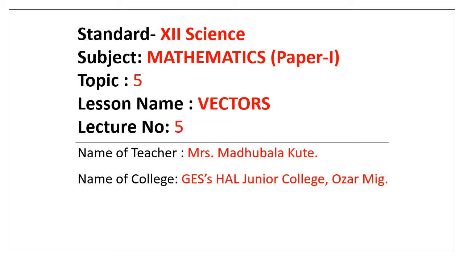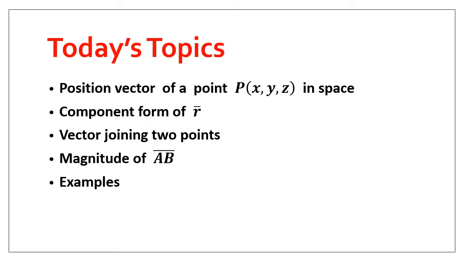Hello students, this is my fifth lecture on the topic vectors. In this lecture, we will see position vector of a point P(x, y, z) in space, component form of r bar, vector joining two points, magnitude of vector AB bar and examples on it.